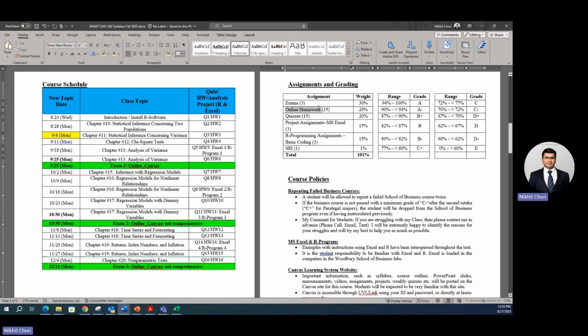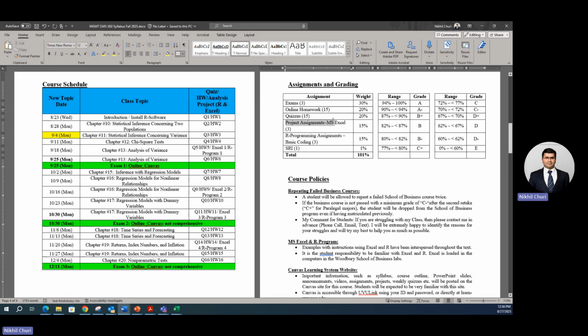So online homework, roughly, I'm looking at 15. Sometimes depending on the workload, it might be 14 or 13 as well. Quiz is also the same. Every week, one quiz will be opened up online, and you are supposed to take it. And again, the quiz will be multiple choice questions.